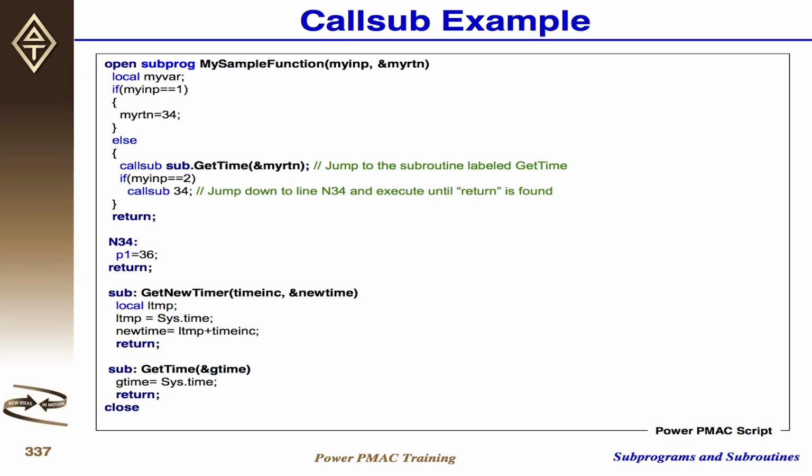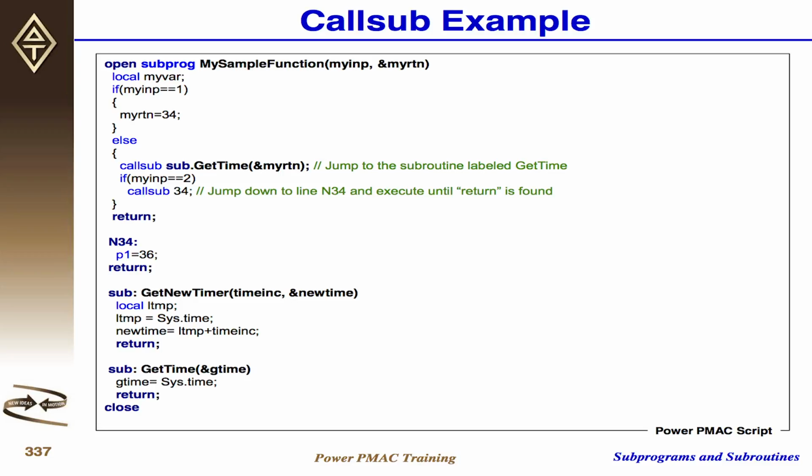And then you're checking with my input equal to 2. So if it's 2 this time, then you go to, again, a line jump down to line number 34 and execute until return is found. So you go to line 34, you assign P1 equal to 36, and then return to this program. And if input is not equal to 2, then you just return to the calling program.